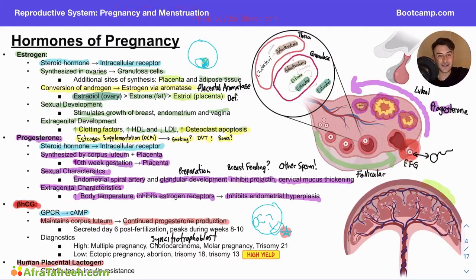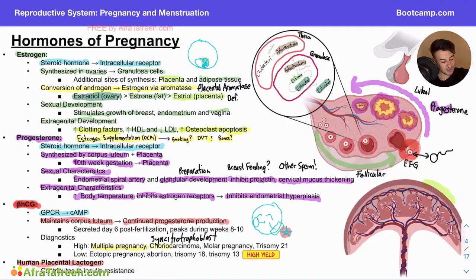So this is a great way to tell if someone is pregnant or not. Now, there are some variations. In a multiple pregnancy, we're going to have 2 placentas. Therefore, we're going to have 2 syncytiotrophoblasts making twice as much beta HCG. So we expect beta HCG to be higher in multiple gestation pregnancies.